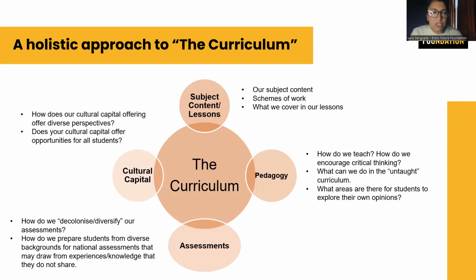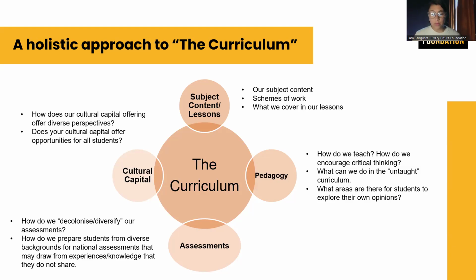Okay, cool. So now we're going to get into how to approach changing the curriculum and a holistic approach that we have devised that we think is quite a well-rounded holistic approach. So there are 4 areas essentially, that all feed into what we call the curriculum, a holistic approach. So number 1 is subject content and lessons. So the schemes of work, the subjects, the content of the lessons, essentially what is covered in the taught curriculum.